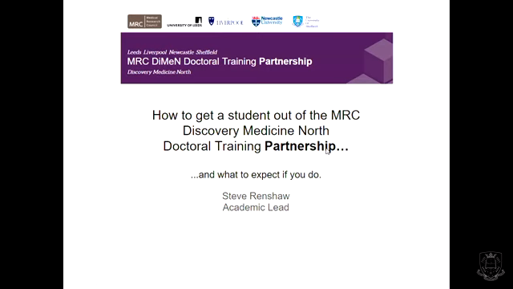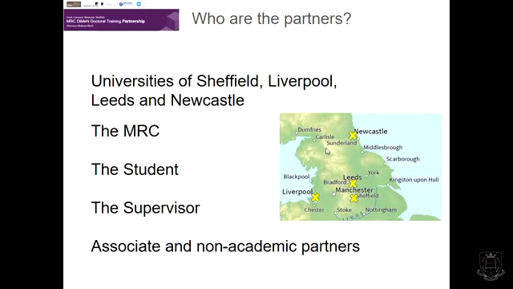And it's a partnership that includes the MRC. So it includes 4 universities, Liverpool, Sheffield, Leeds, Newcastle. But it also includes the MRC, it includes the student, the supervisor, and we have a number of associate and non-academic partners, which are a number of industry bodies largely who contribute to the broader DTP. So when thinking about the DTP, we think about all of these people, and I think particularly the MRC, they don't want to just give this money and have you do what you like with it. They want to be involved, they want to steer this, and they want it to fit the way that they want to deliver it.